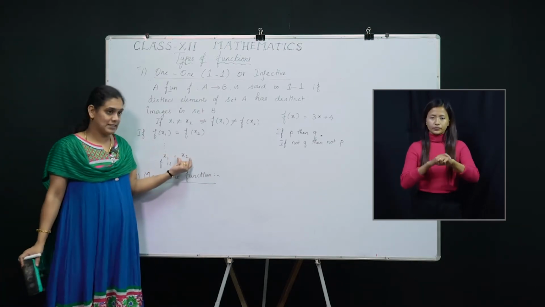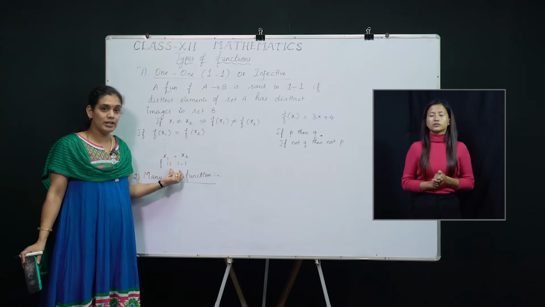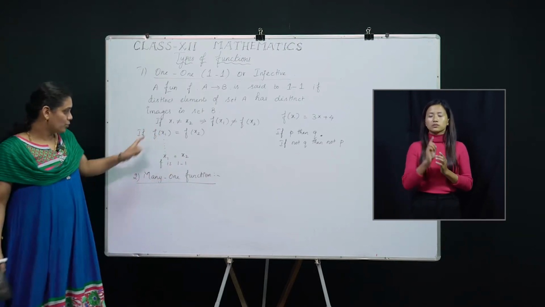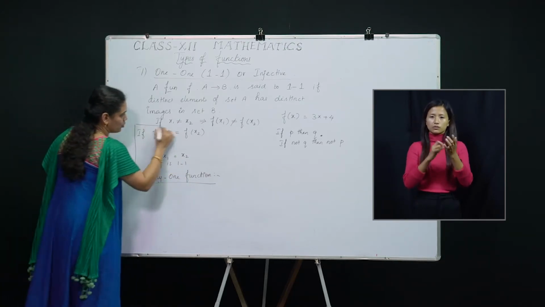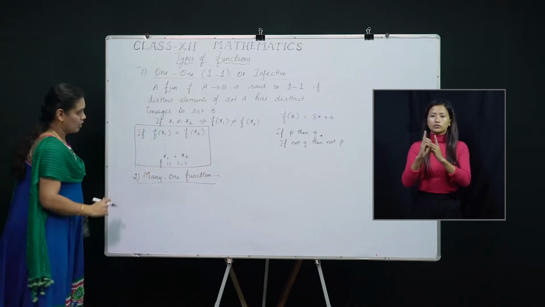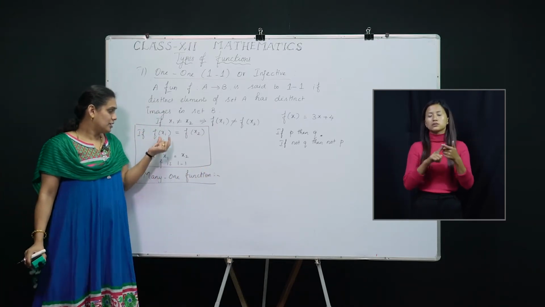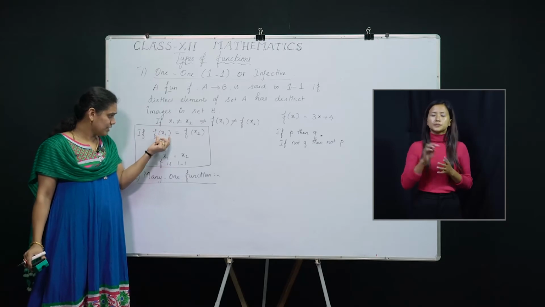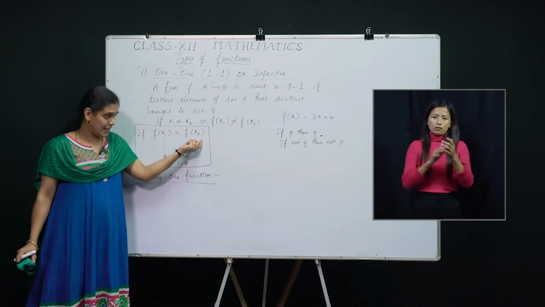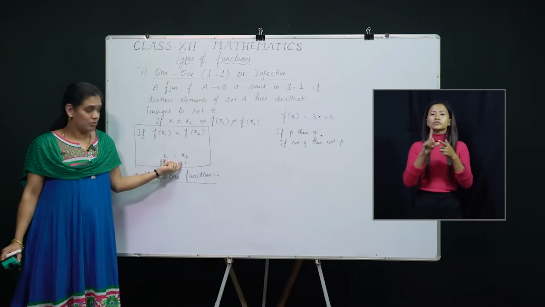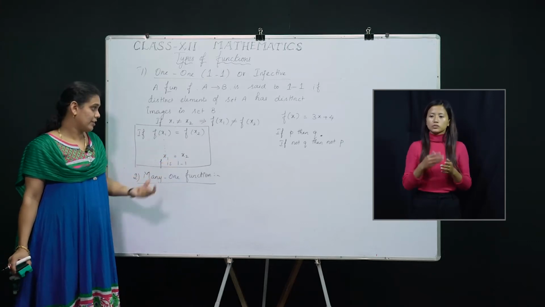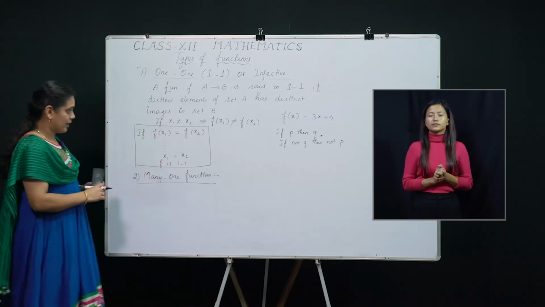Sometimes we may not get this relation. In that case, we can conclude that it is not 1 to 1. So to prove 1 to 1, we follow this method. It means that if the images of two elements are the same, then those elements are also the same. That's what we are proving here. It is the opposite way to prove.